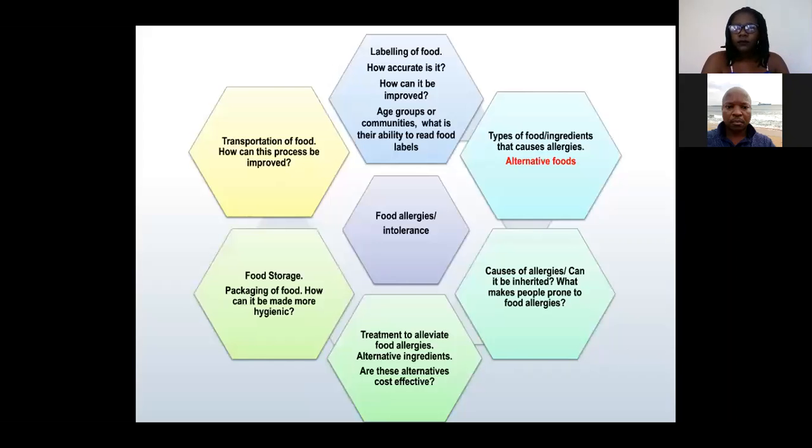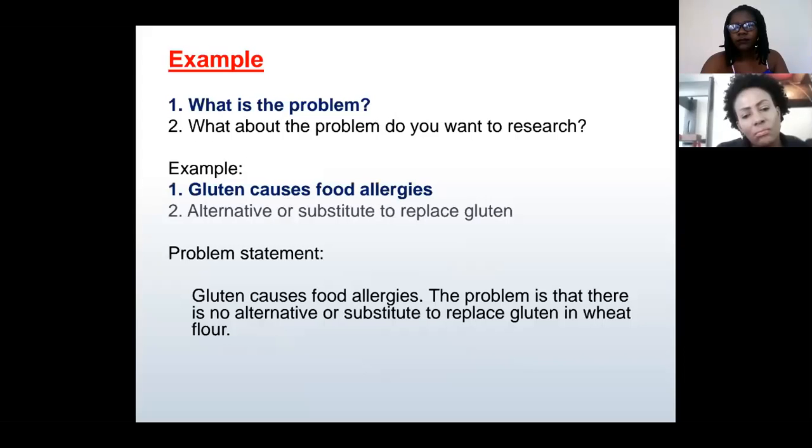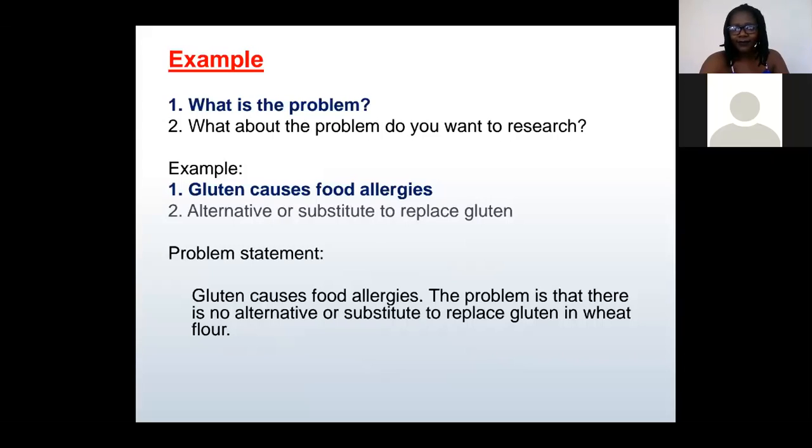Moving forward, what exactly with regards to food allergies or intolerance are we looking at? We are looking at that bottom block, but our focus will only be on finding alternative ingredients to replace whatever is causing the allergies. So what is the problem? In wheat flour, for example, gluten can be the one causing food allergies.